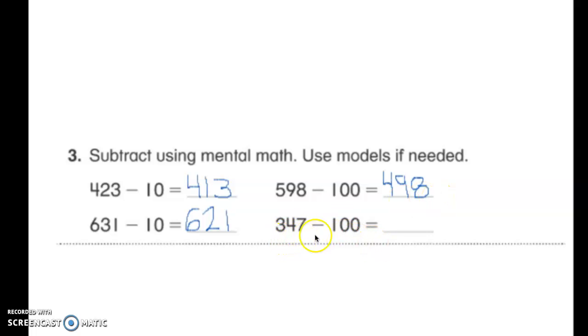347 minus 100, we are only looking at the hundreds place because anything minus 0 is going to be itself, so that 4 and that 7 do not change. So 3 minus 1 is 2. Our tens place does not change, and our ones place does not change. So 347 minus 100 equals 247.